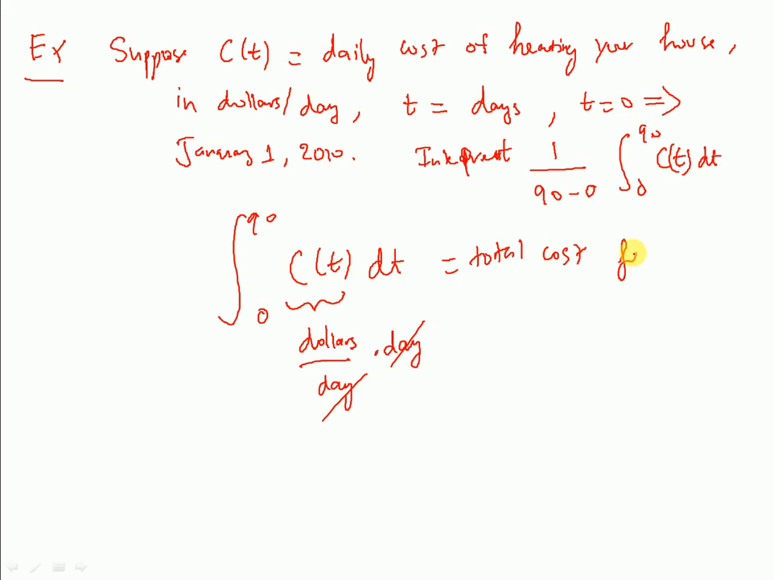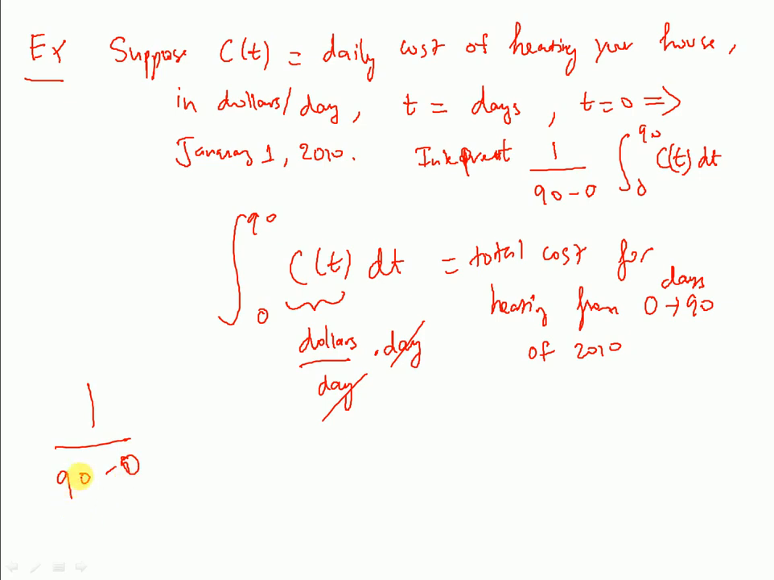Total cost for heating from day 0 to day 90 of 2010, or the first 3 months. So the total cost in dollars for heating your house the first 3 months of 2010. But we have something else: 1 divided by 90 minus 0. So we have to multiply by that. So that would give you another value.